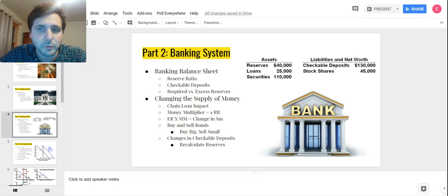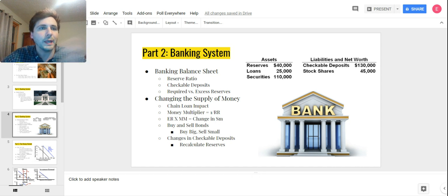So what are my excess reserves? Well, it's not the rest of that 130,000. Remember, I already did some stuff with the rest of that money. So it's actually going to be the difference between my required reserves and my total reserves. My required are 26,000, my total are 40,000, then $14,000 are going to be my excess reserves.